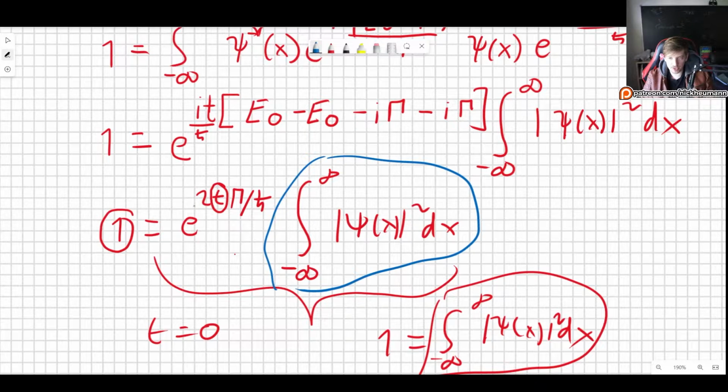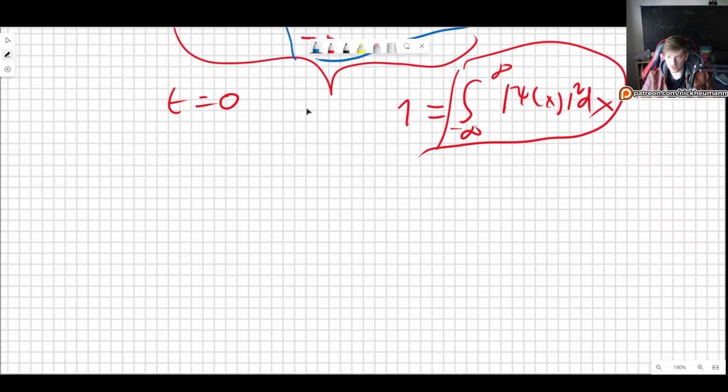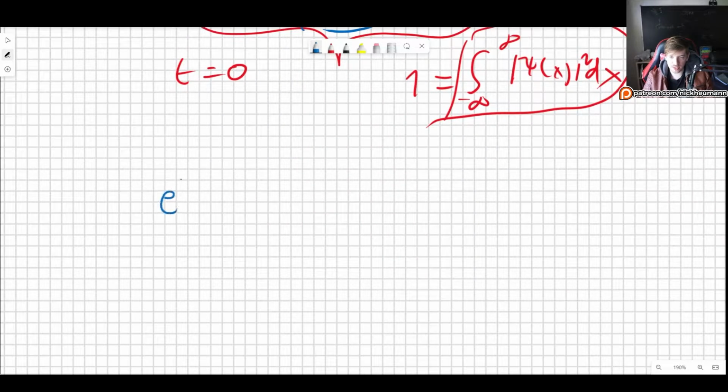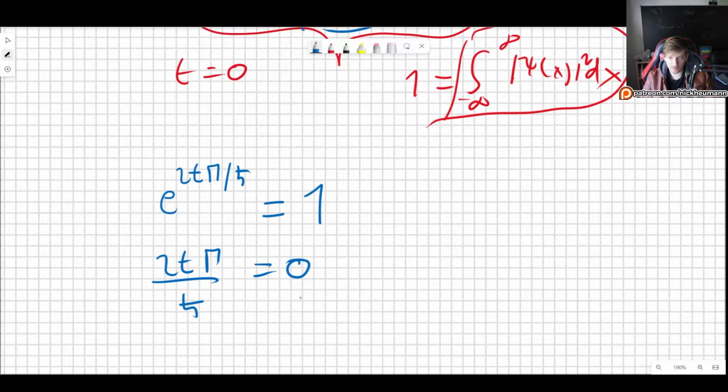So the only possibility is that for every single possible time, this entire exponential has to be 1 as well. So we need that e to the 2t gamma over h bar has to be equal to 1. And for that, we need that 2t gamma over h bar is equal to 0. But of course, since time changes, we need gamma to be 0.